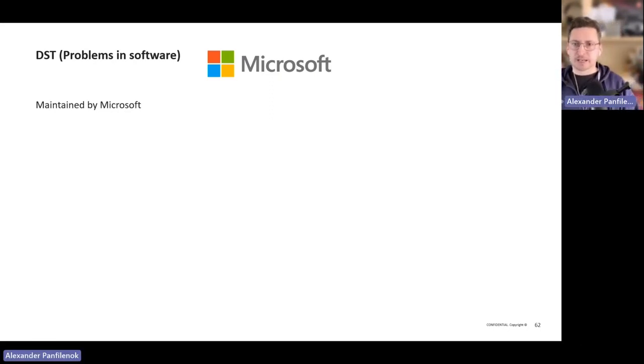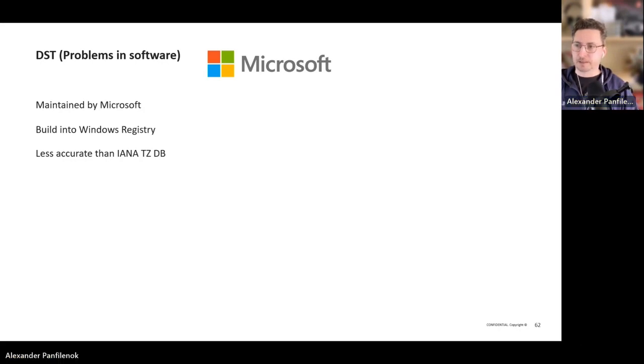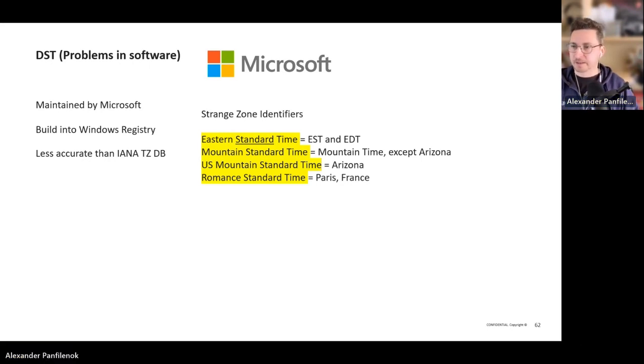For Windows, we do have our own separate time zone database maintained by Microsoft. It is built into the Windows Registry. It is less accurate than IANA time zone, and sometimes it has strange identifiers. For example, there is an identifier Eastern Standard Time, which stands for EST and EDT. It has separate identifiers Mountain Standard Time and US Mountain Standard Time. The first one is for Mountain Time except Arizona, and the second is just for Arizona. There is an identifier Romance Standard Time for Paris. So the identifier is less straightforward than in IANA.